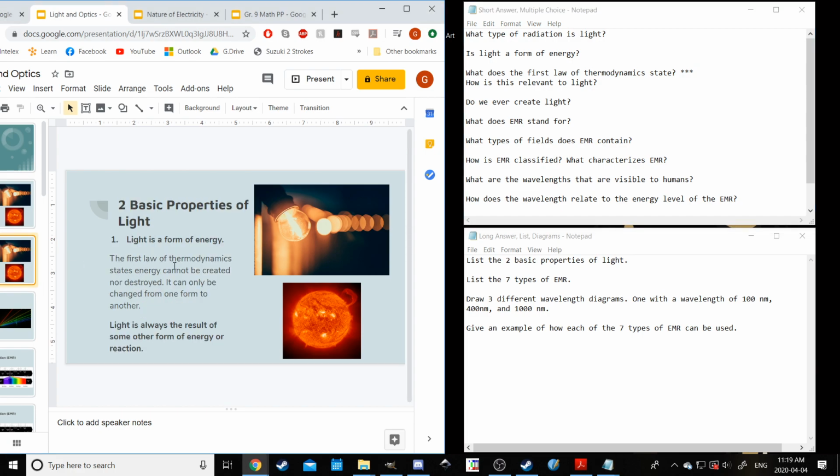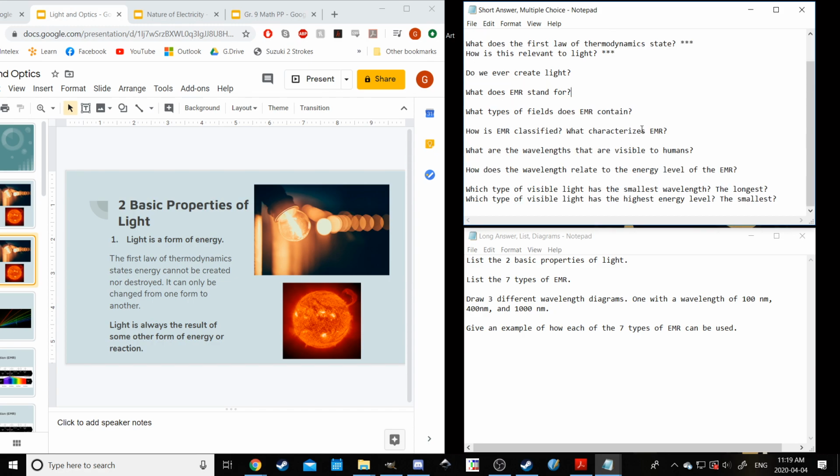So the first law of thermodynamics states energy cannot be created nor destroyed. It can only be changed from one form to another. Okay, I got to remember that next time I go through. Then I go to this. How is this relevant to light? I don't know this one either. Well, light is always the result of some other form of energy or reaction. Since light is a form of energy, it has to follow the first law of thermodynamics. So I gotta kind of brush up on the thermodynamics portion. Okay. Do we ever create light? Well, I just learned that, so no. I know that one.